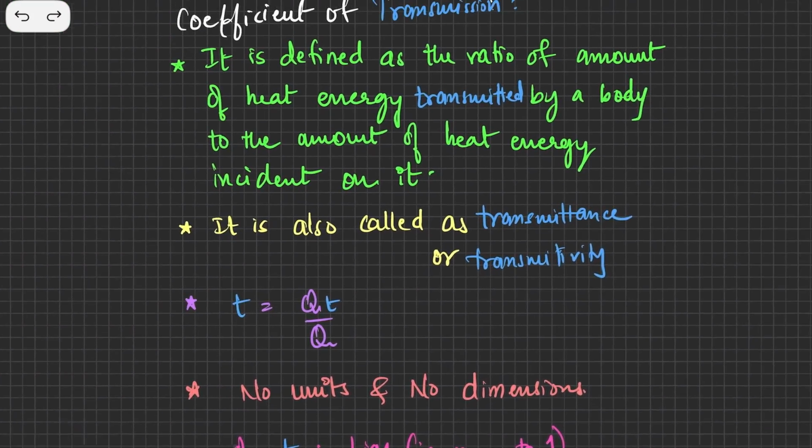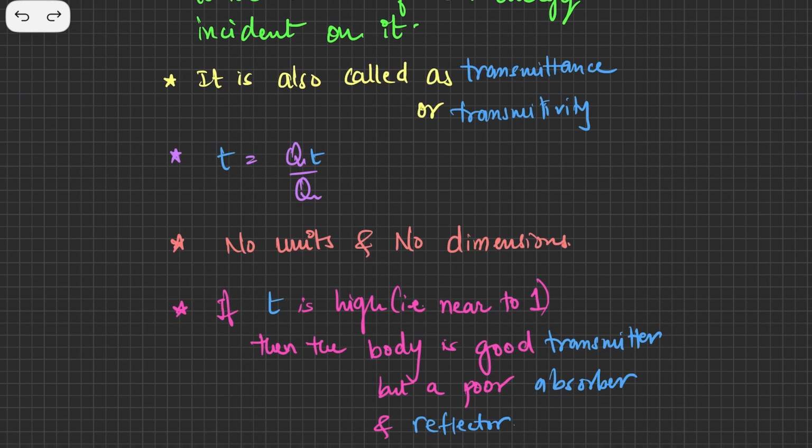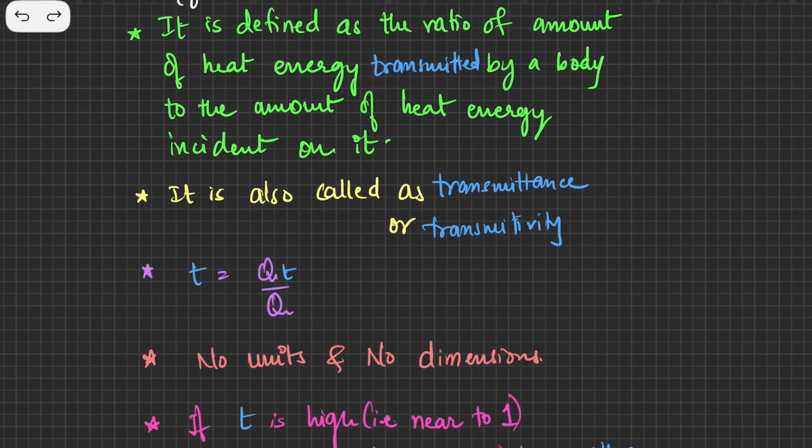Then I have done it for transmission as well. It is defined as the ratio of the energy transmitted to the amount of heat energy incident. It's called transmittance, transmittivity, and T is equal to QT by Q. No unit and no dimension. If T's value is high, then it's a good transmitter, but it's a bad absorber and a bad reflector. So this is what it is.